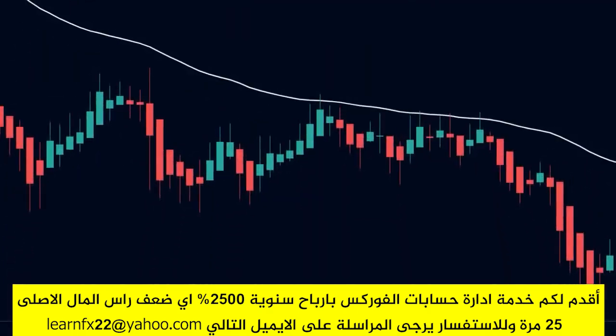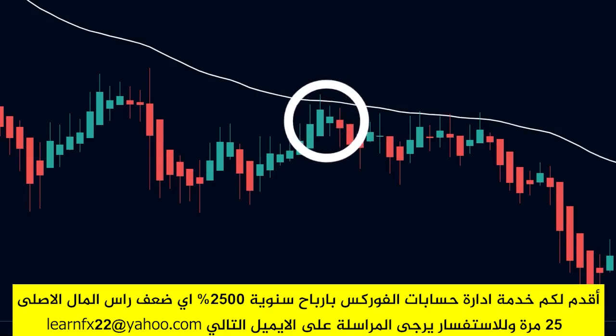Here is an example. Here, we see that the price was constantly trading below the 50 EMA, and the EMA was sloped downwards. So we are in a strong downtrend. Now when the price pulls back to the EMA, we expect the price to find resistance at the EMA and move downwards. But we want some kind of confirmation.